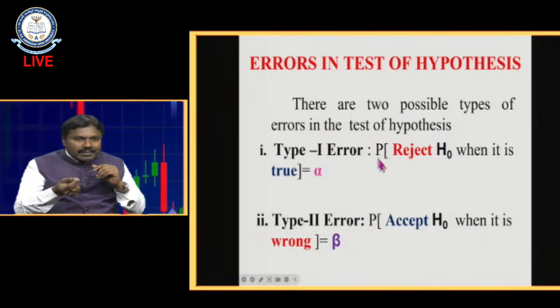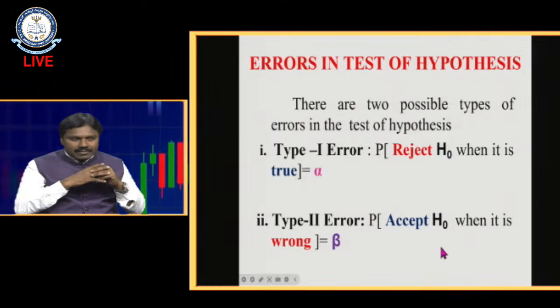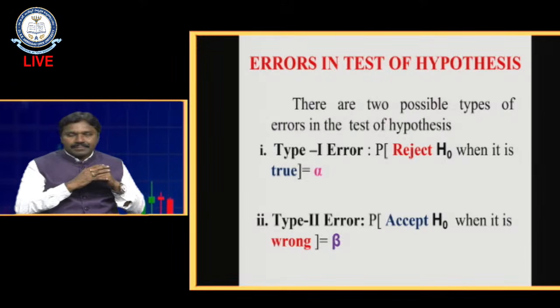Next, type 2 error. What is a type 2 error? Probability of accept H naught when it is wrong. Exactly. So it is represented by a symbol beta. Yes, exactly. So type 1 error and type 2 error. I hope you all understand. Okay. So already I said this is alpha.